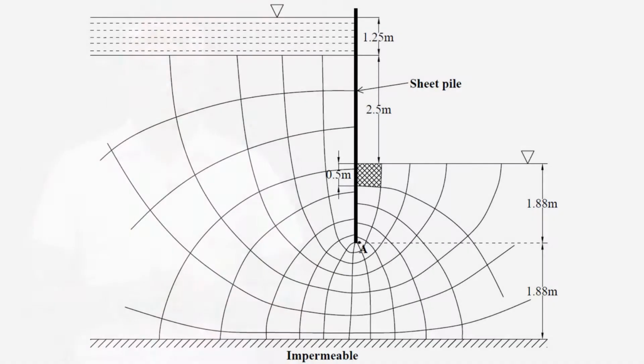Hello, in this video I'm going to explain the solution for question number 6 in the permeability, seepage and flow net problem set. So this question talks about a seepage scenario. The required information for the calculation and also the drawn flow net diagram is given.